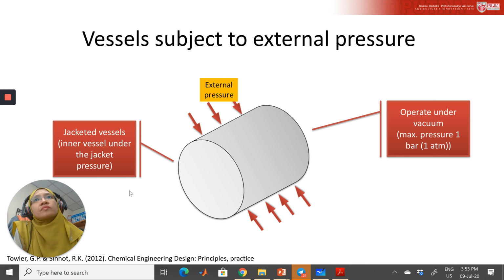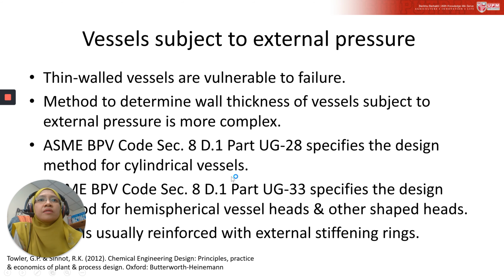Thin wall vessels subject to external pressure are vulnerable to failure through elastic instability, or in other words, buckling. It is this mode of failure that determines the wall thickness needed. The method to determine the wall thickness of a vessel subject to external pressure is actually more complex, and this is not covered in the main textbook that we are using right now.